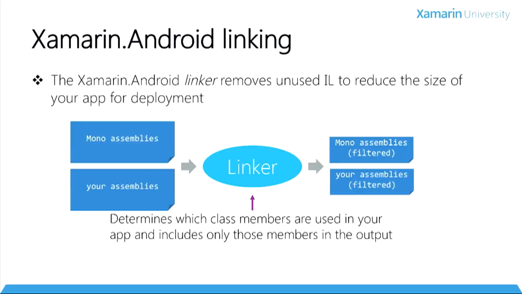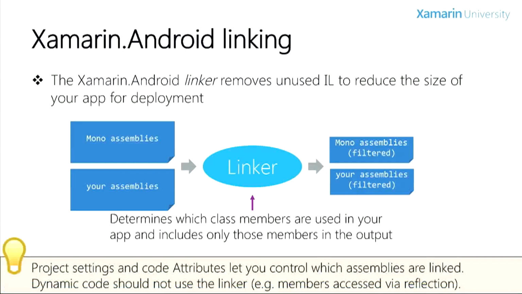Xamarin.Android has a tool called the linker. It's part of the build tool chain, and its job is to look through all your code and all the mono code and just find the parts that you actually use. So all the classes you use, all the methods you call, all the properties you use, the events you subscribe to. All those things it keeps. Everything else it throws away. So you can think of it as a filtering process that slims down the assemblies to only the parts that you need. Only the filtered assemblies get packaged with your app and deployed to the device, so your app is smaller.